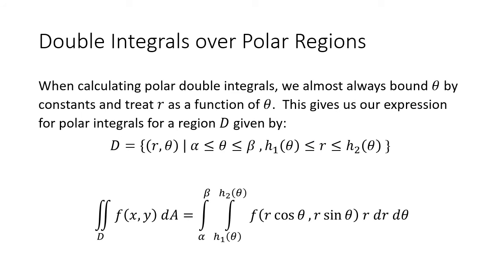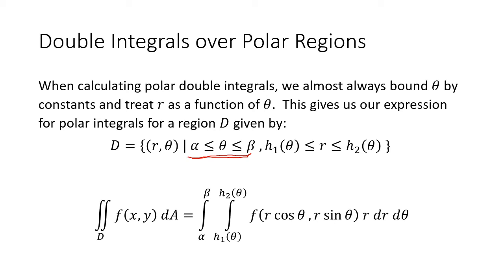When we do our double integral over a polar region, we're always going to bound theta by constants. That's because theta ends up being our independent variable, and it's our independent variable because it's rotation. It's very easy to measure rotation in terms of constants and angles. Am I rotating from pi over 6 to pi over 3? That becomes my bounds for integration depending on my polar region. So theta will always be bounded by constants.